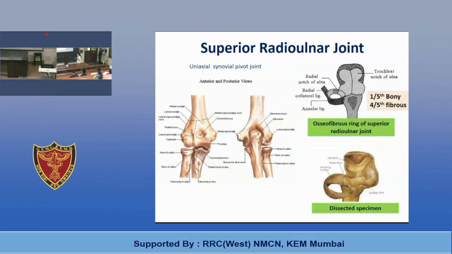So this is how the specimen looks. Here you can see the ulna upper end, which presents olecranon process. This is the coronoid process of ulna, and this is the radial notch which is present along lateral part of the upper end of the ulna, and it gives attachment to this ligament, annular ligament. So this annular ligament along with radial notch is completing this osteofibrous ring.